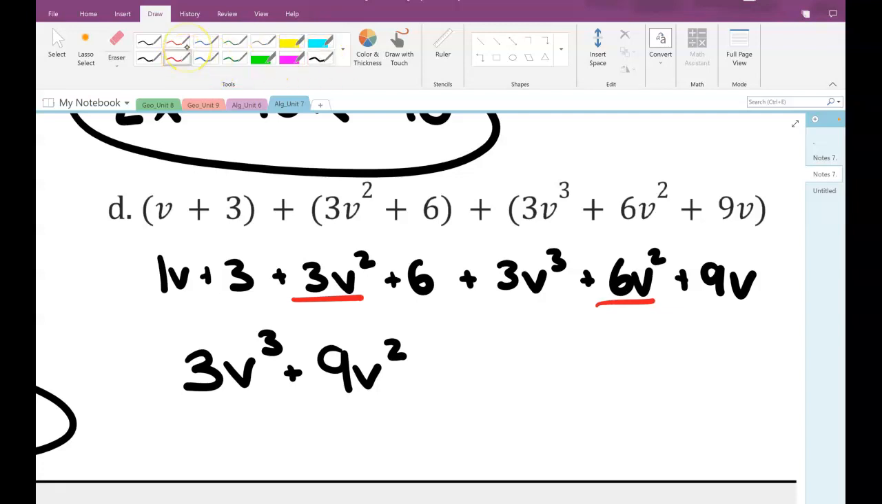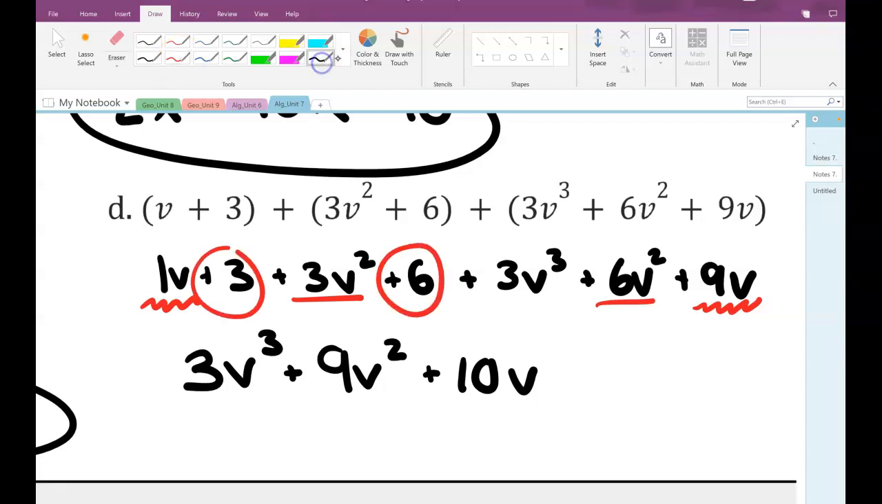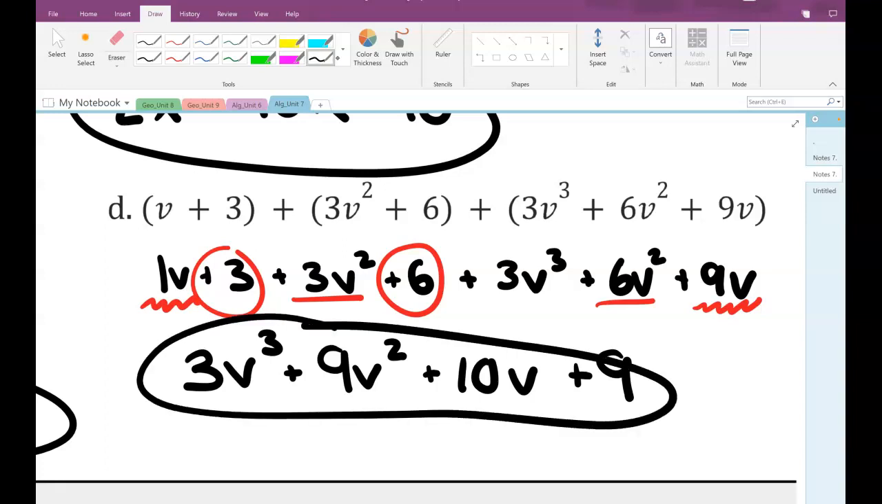And then we have 2v terms. This is a 1v. And we have a 9v at the back. So together we have 10v's in total. So we say plus 10v. And then our constant terms, we have 3 and 6. So this is plus 9. So this is our final polynomial. We'd call this, again, it's 4 terms, so we call it a quartic. It is degree 3, and it has a leading coefficient of 3.